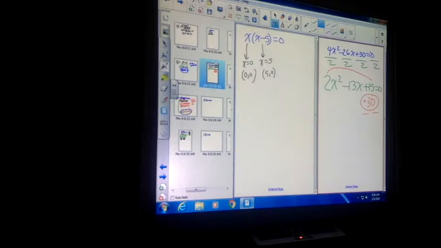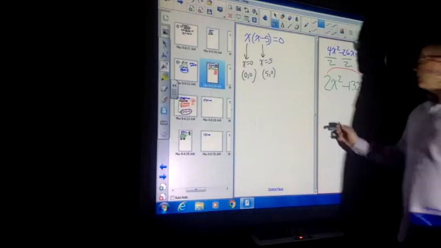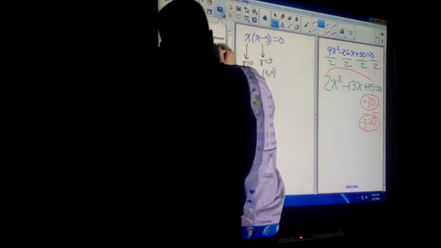15 and 2. Both being negative, no. Oh, wait. 10 and 3. If those are both negative, if I add those together, I get negative 13? Absolutely. Okay, so let's factor this. I'm going to single screen now.